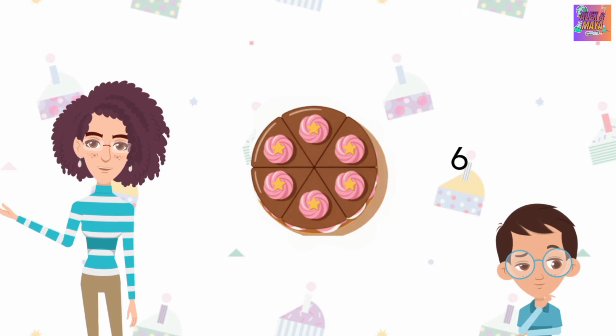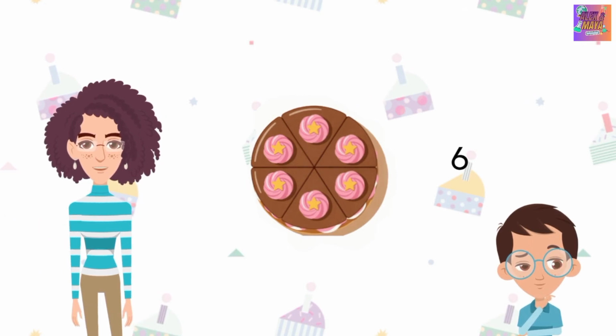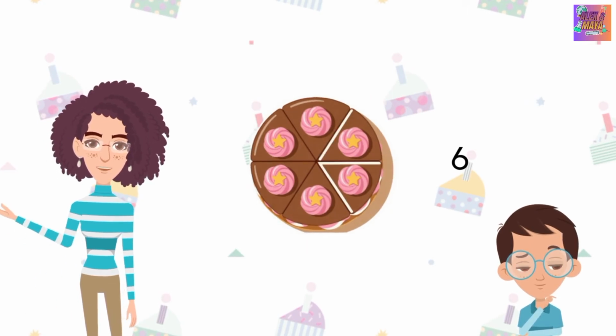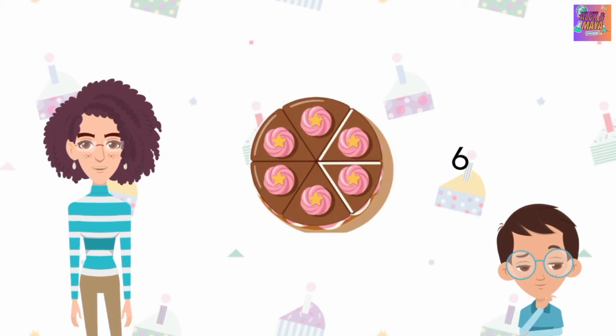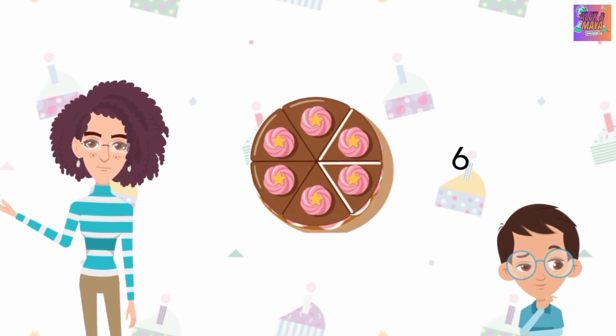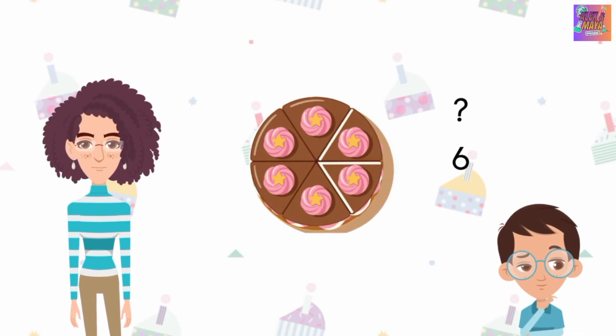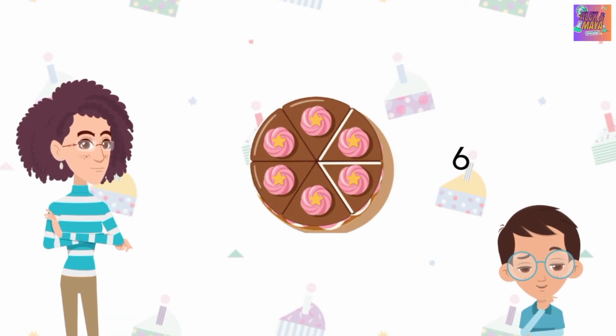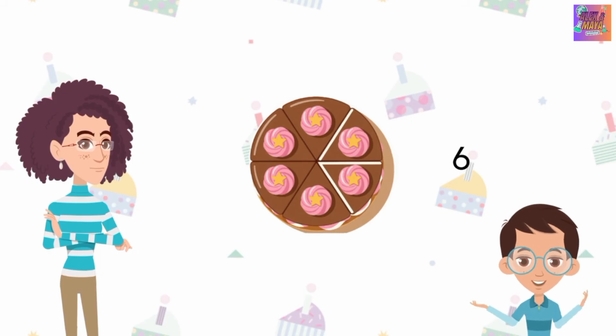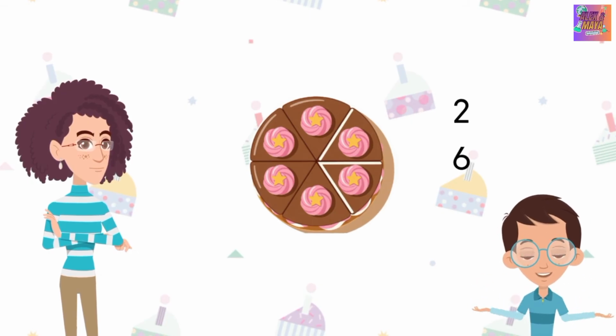Perfect. Now, what if you get 2 of those slices? What would the top number, the numerator, be? Think about it. Since I have 2 slices, the numerator is 2. So the fraction is 2/6.